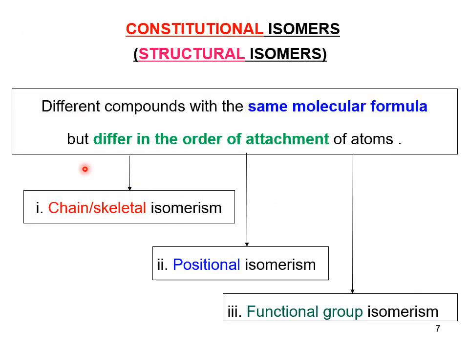So now we have to check one by one. Different compounds have the same molecular formula but differ in the order of attachment of atoms. With different order of attachment, it can be chain or skeletal isomer, positional isomer, and functional group isomer. So what is the difference between these three different structural isomers?